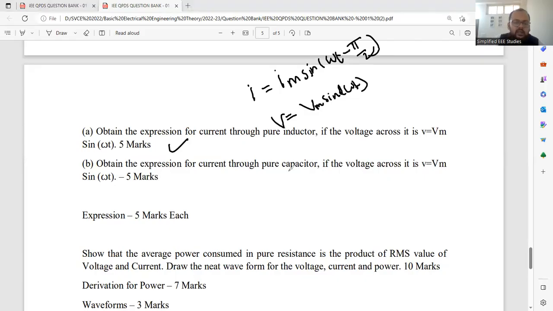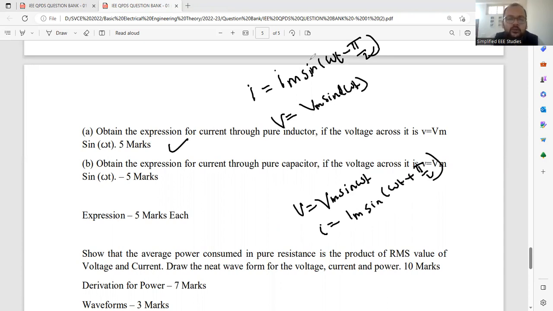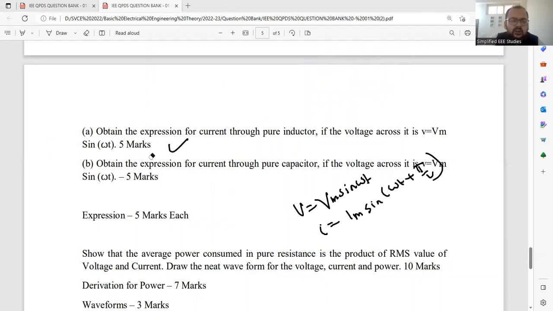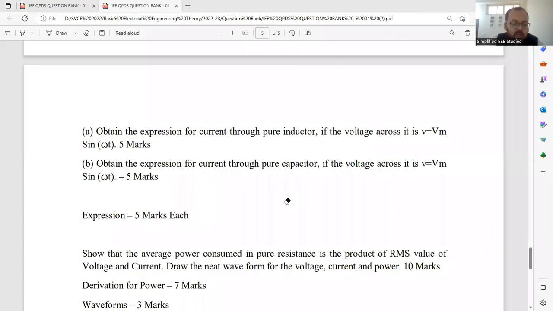Okay, this is for inductor. If it is capacitor, V is equal to Vm sin omega t, I is equal to Im sin omega t plus pi by 2. There is a derivation I already mentioned in my lecture series. Like that, you have to follow. Simple derivation, you should know the integration and differentiation. That's all. If you know that, you can solve it fastly.